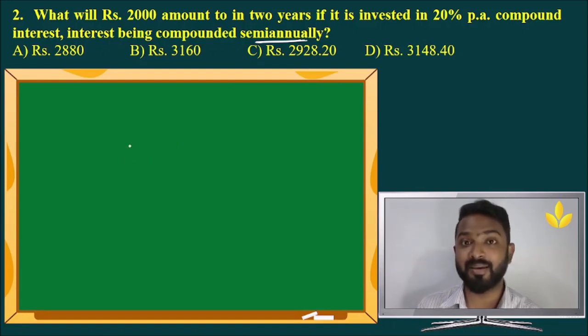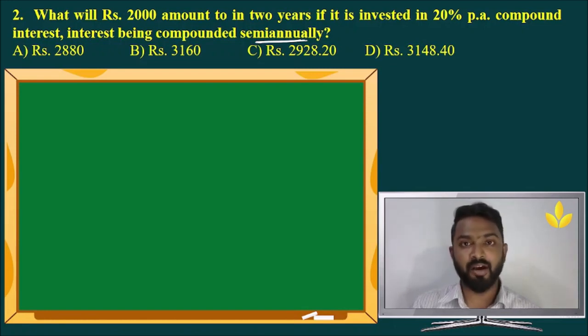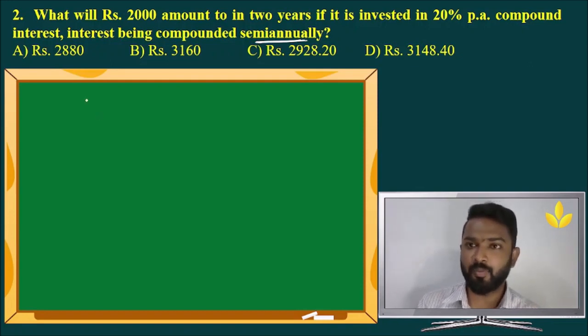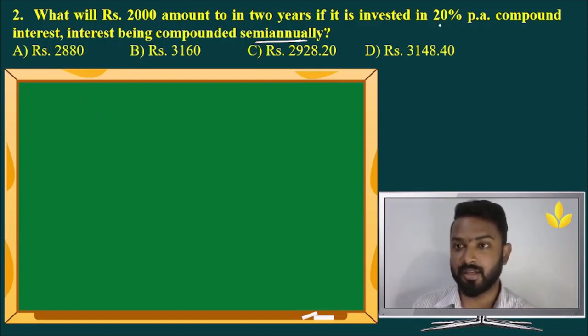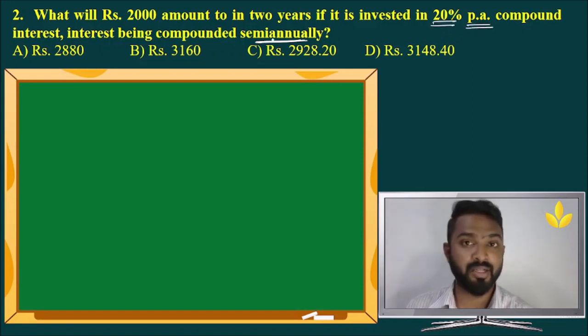What do you mean by semi-annually? Generally speaking, it is compounded annually. After every 1 year, it increases. But semi-annually means it increases every 6 months. But how much? That is the question, because the question clearly says it is 20% per annum, but it has to increase every 6 months.